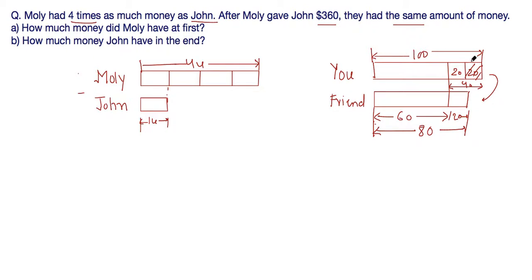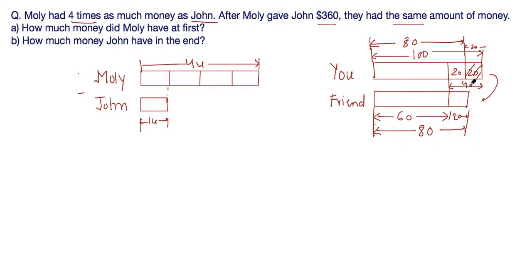And how about you? After giving $20 to your friend, you will become, see here, it's 100 minus 20, you will become $80 as well. Okay, you will also have $80. So you can see here at the end both you and your friend are having same amount of money. So basically what did you do here?